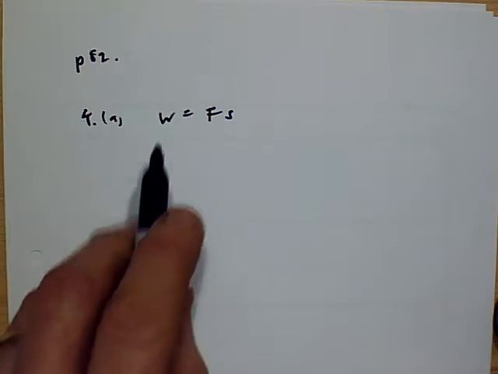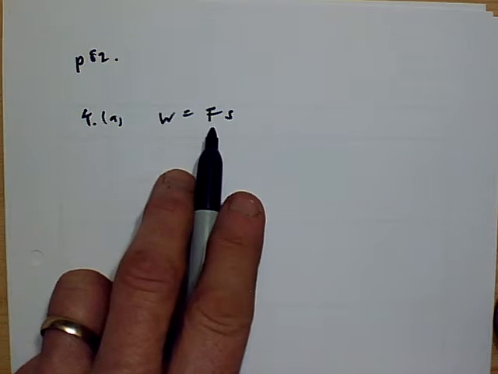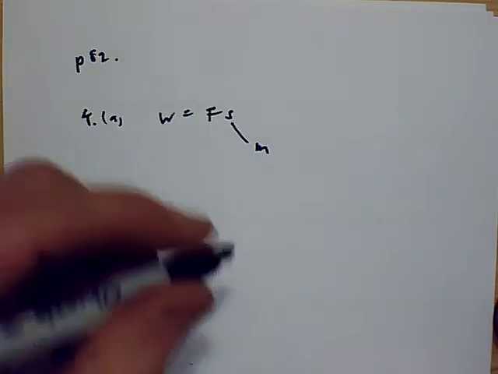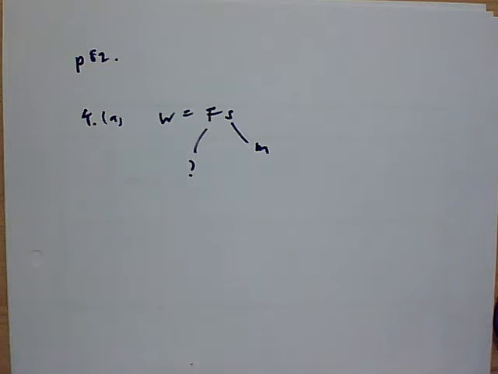Question 4, first part: derive the base units for work done. Work done is force times distance, so the base units of work done are the base units of force times the base units of distance. We know that's meters, that's quite easy. The base units of force, not quite so obvious.